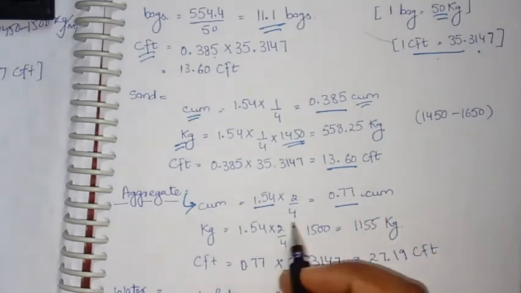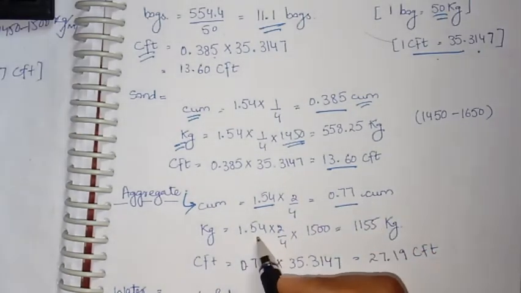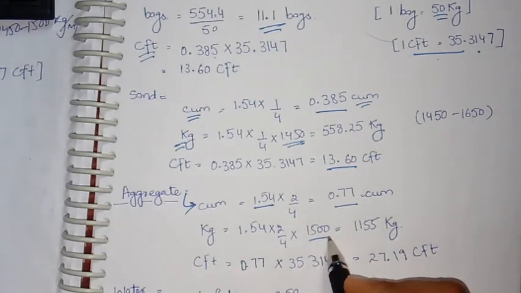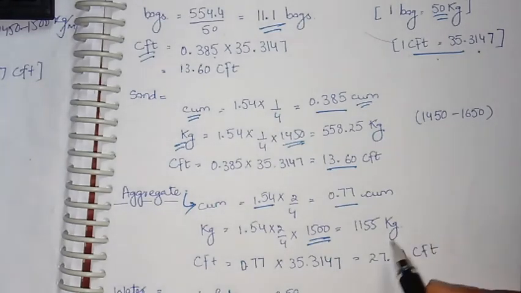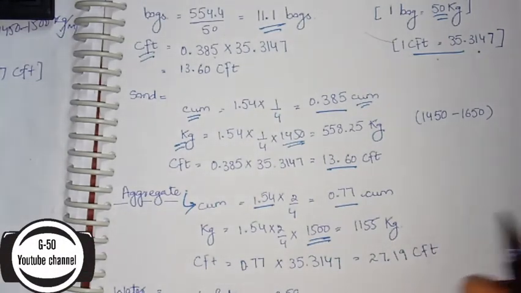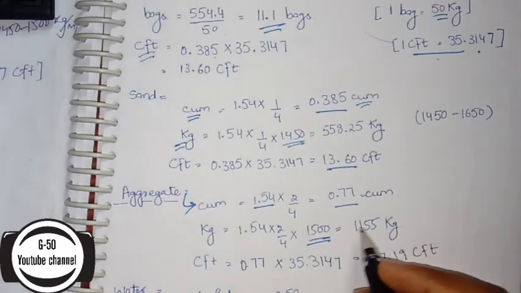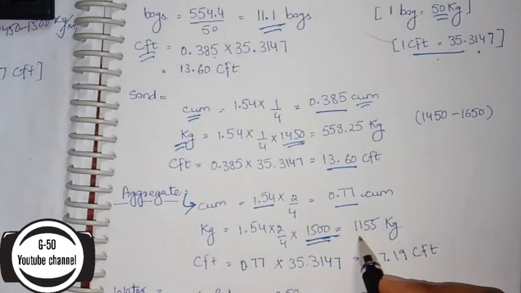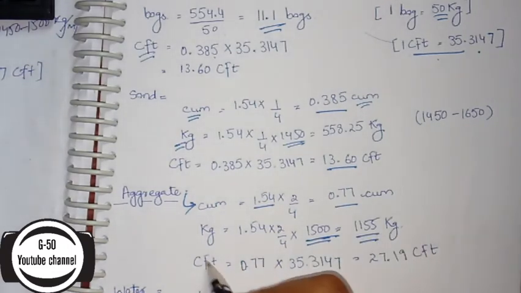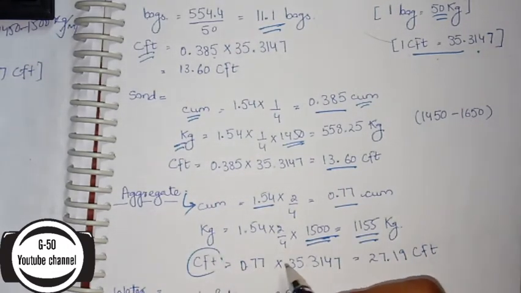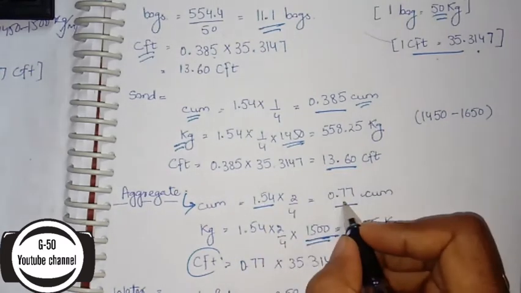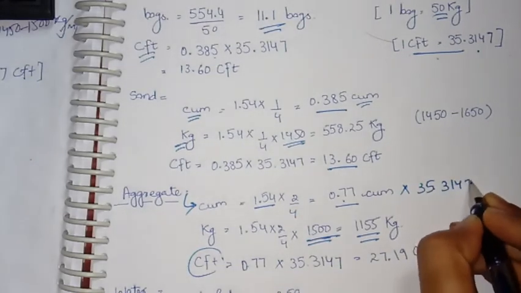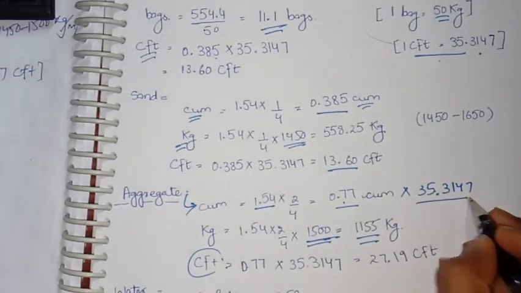And if I want to calculate it in kgs, then I have to just multiply 1.54 into 2 by 4 into 1500. I have just taken the density as 1500. It also varies from place to place, so just check on your site which density you should take. So I'm just taking 1500. The answer is 1155 kgs. And if I want to calculate in CFT, then simply I have to multiply 0.77 by 35.3147. You have to note it down.